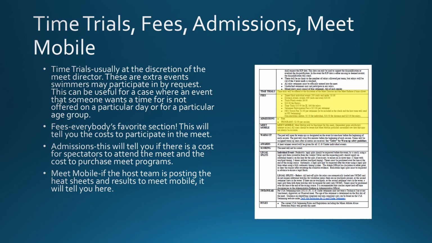For admissions, this meet is free. There's no cost for parents to get in, but sometimes you do have meets where parents have to pay to come in and watch the meet. And then it also tells you if there are meet programs available to purchase or not. And to go with that, you have Meet Mobile. So Meet Mobile is an app, and you can look at live meet results as they come in. It's not always up to the minute. It does tend to lag behind a little bit, but it's nice to have, and you can usually see the psych sheet and heat sheets, which will tell you kind of where your swimmer is placed and where they're at in the meet.